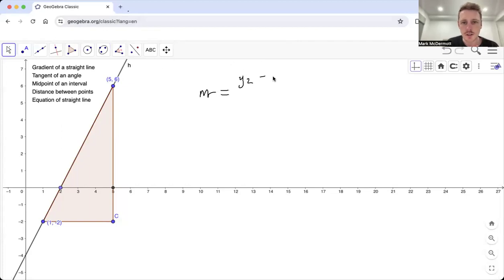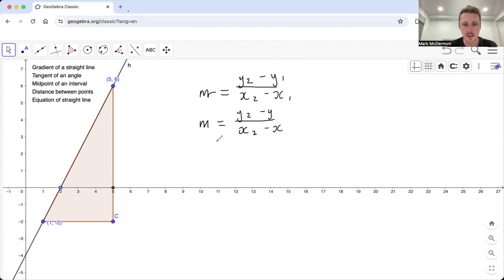Let me make sure I get this right. So we know from before that the gradient is equal to y2 minus y1 over x2 minus x1. But assuming we know what the gradient is, if we know the gradient is m, and let's say we know one point, our x1, y1, then we're going to get m equals y2 minus y over x2 minus x.